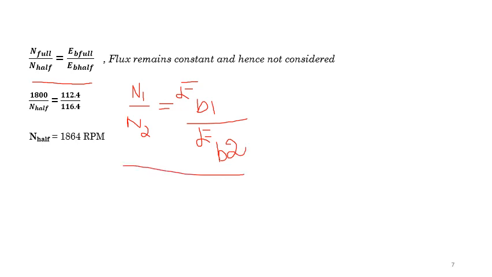So using this expression, I am finding out the speed for the half load. For N1, I have used the details for full load. For N2, I have used the details for the half load. Similarly for the back EMF. So using this expression, I'll substitute and get the speed for half load.